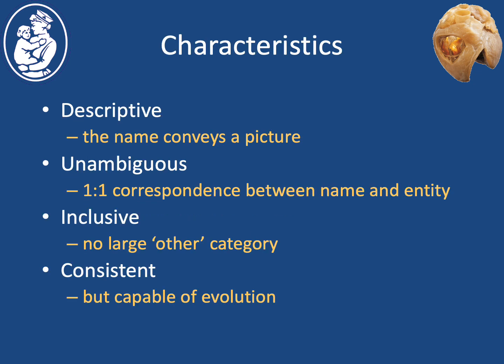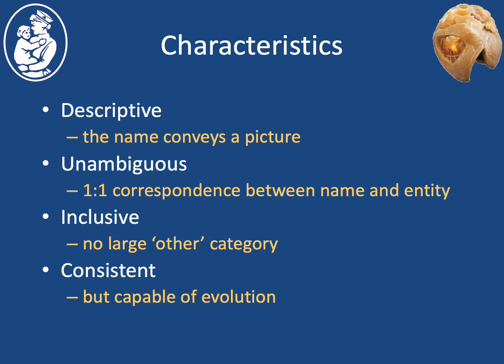The system of nomenclature that we would like should be descriptive. The name of a defect should provide a picture of the defect. Terms like type A1 are not very helpful, not very meaningful. It's much more useful to describe the defect, say, as tricuspid atresia with pulmonary atresia.